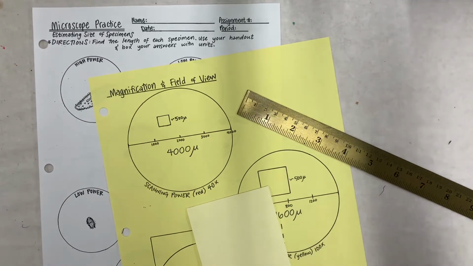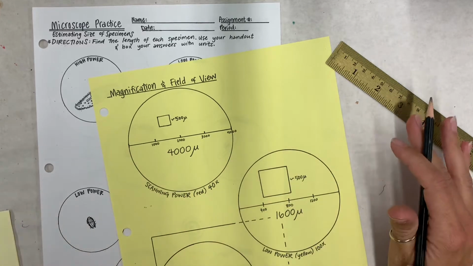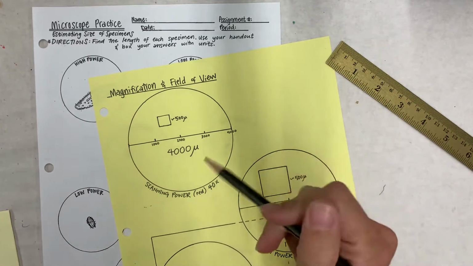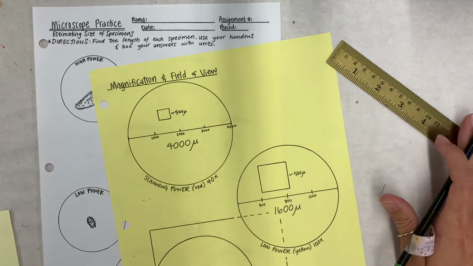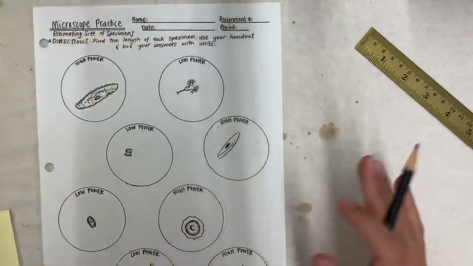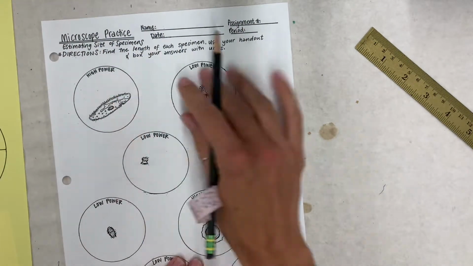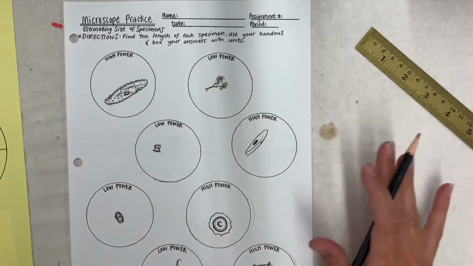Hello, in this video today we are going to learn about how to estimate the size of our specimens as we're viewing them under the microscope. So we're going to need these two sheets of paper, the magnification and field of view handout and the microscope practice handout. That's front and back, and we're going to show our work on this white sheet of paper.